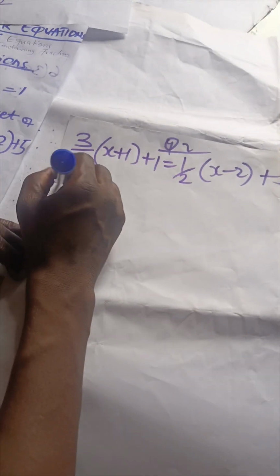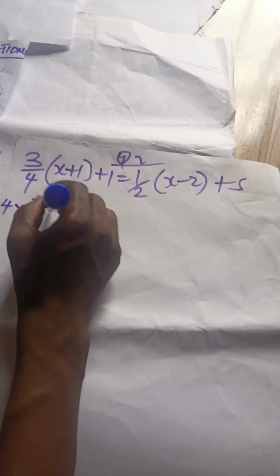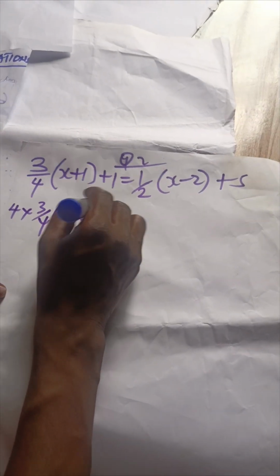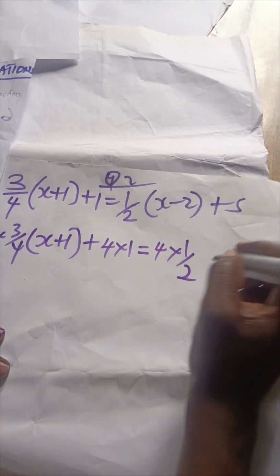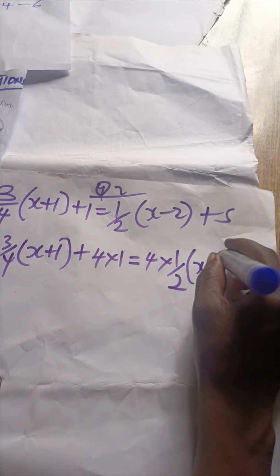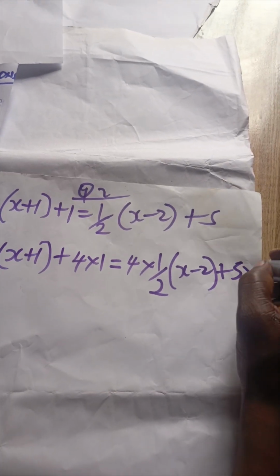So we are going to multiply 4 by the terms in the expression. We have 4 terms here. This is one term, this is another term, this is another term, and this is another term, making 4. Since our LCM is 4, we're going to write 4 times 3 out of 4 bracket open x plus 1 bracket close. Then plus 4 times 1 is equal to 4 times 1 out of 2 bracket open x minus 2 plus 5 times 4.